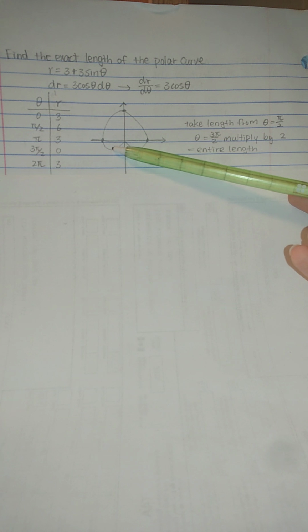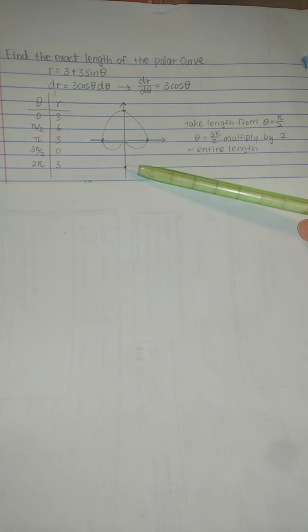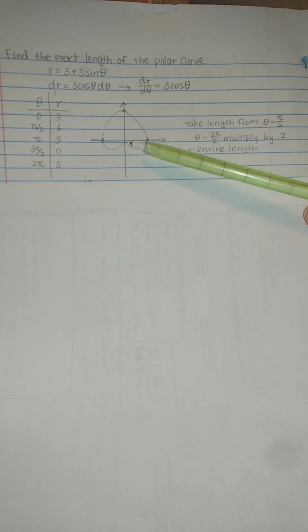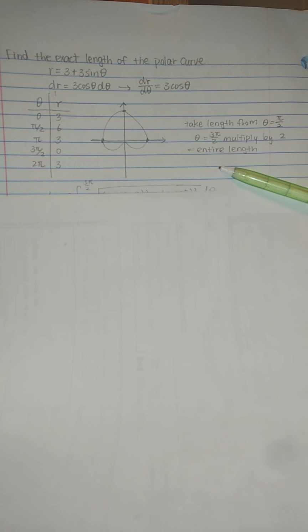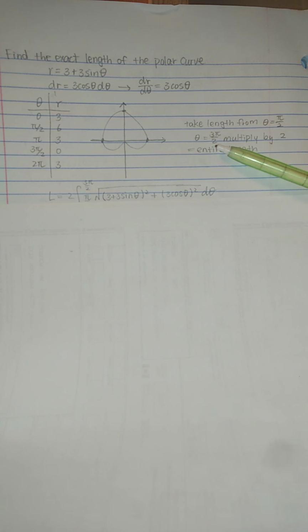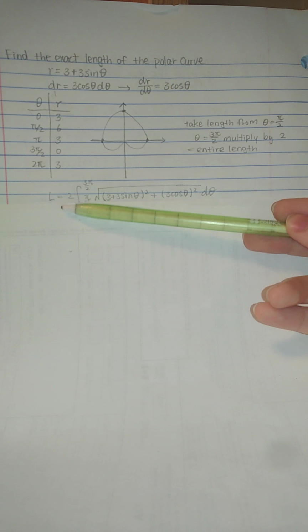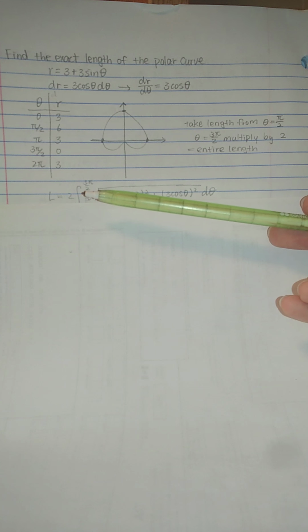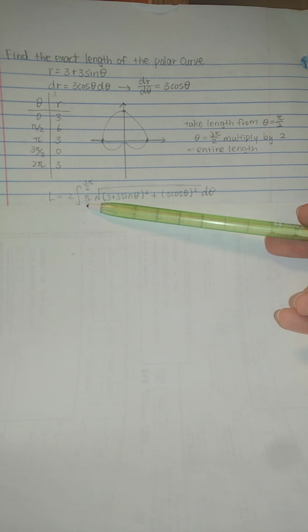And it's like this. From the plot, we can see that both sides of the y-axis are the same. So we know that taking the length from pi over 2 to 3 pi over 2 multiplied by 2 would be the entire length. So from this, we can get the equation. The length equals 2 times the length from pi over 2 to 3 pi over 2. And we're gonna solve this equation.